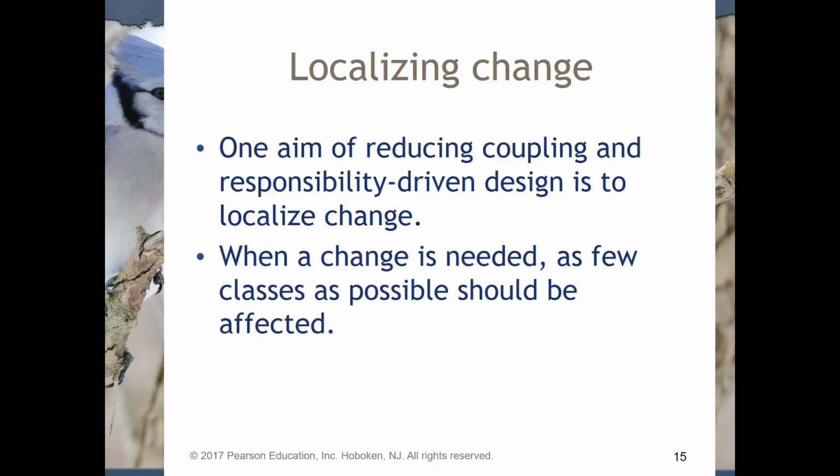Localizing change. One aim of reducing coupling and responsibility design is to localize change. In other words, if I change only one spot, and a very specific spot at that, I have a higher probability of success. When change is needed, as few classes as possible should be affected. In other words, if you've designed your code properly, then if I need to change something that is a door builder, let's say, I only have to go change the door builder in the single class that relates to doors instead of having to go change code in multiple other classes.